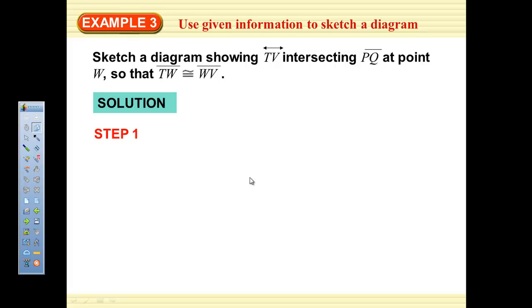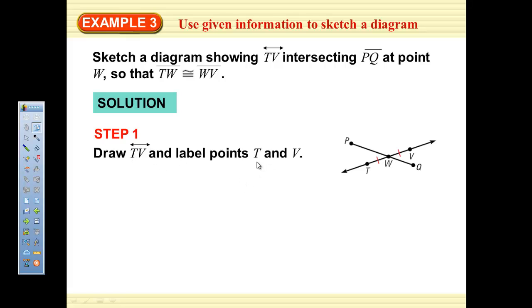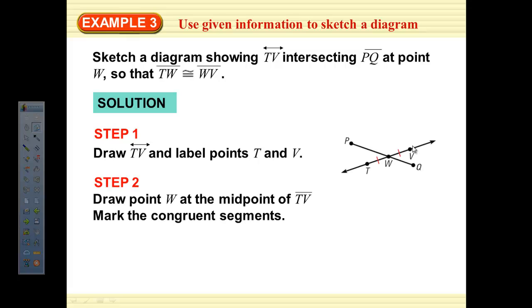So again, the first thing we do is we draw TV and label the points T and V, so we have that and that. And you notice my drawing is a little bit different. Step 2, draw point W, which is the midpoint, because we know TW and WV are equal, and mark the congruent segments. Make sure you do that part, because otherwise we don't know if they're congruent. And finally, we would draw segment PQ through W. So it would look something like that. And I would just basically look for common things. Make sure you have all of these parts.